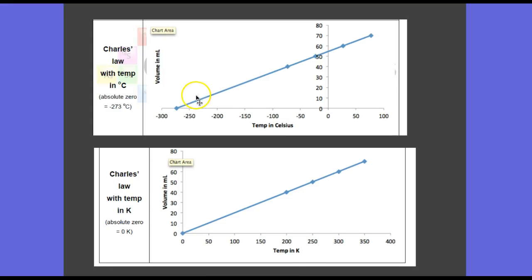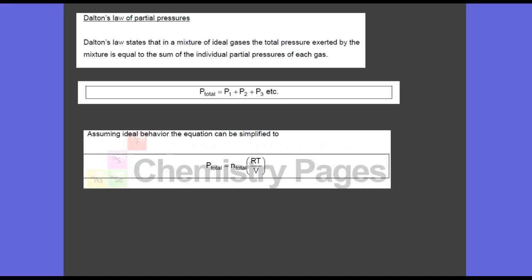Charles's law is a direct relationship, so if temperature increases, the molecules are moving faster, they're occupying more space, there's more space between the molecules, and hence the volume increases. Charles's law is volume and temperature, and this is Charles's law with temperature in Kelvin. That's the one with Celsius, so it's the same thing. Same relationship, just a different type of temperature.